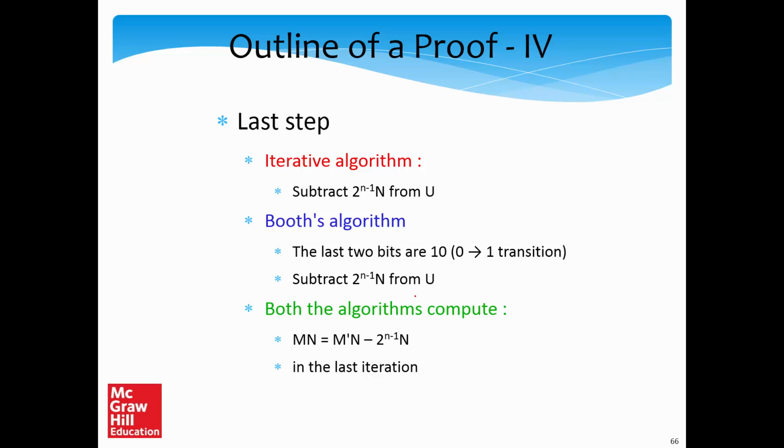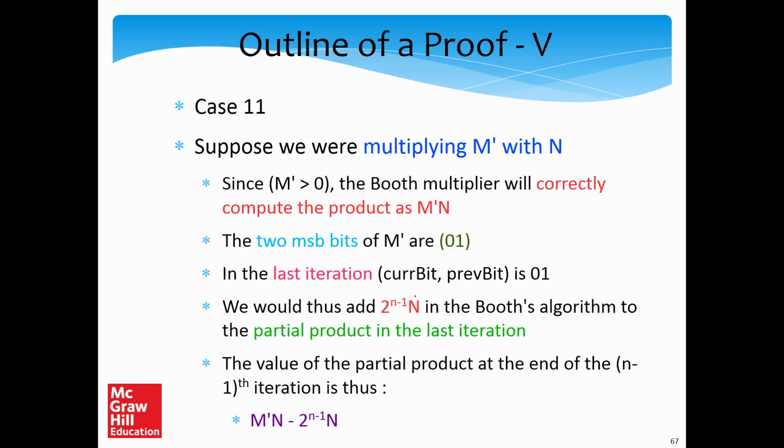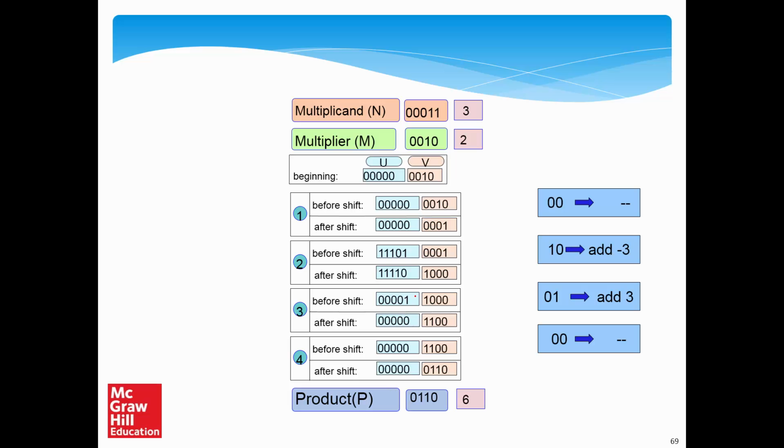in the book the proof is fairly long, a couple of pages if I remember correctly. So let me skip that, but let's take a look at the example, which is a nice and fun part. So let us multiply 3 with 2. The multiplicand n is 3, 0 0 1 1. And the multiplier is 2, 0 0 1 0. So let's again consider 2 points, before the shift and after the shift.